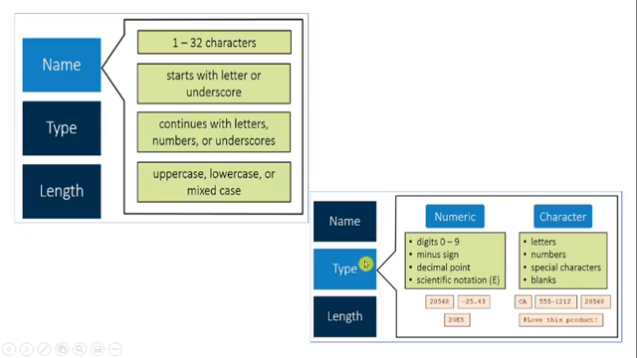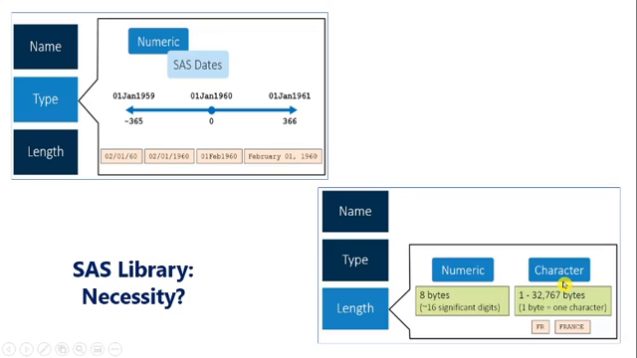Then you come across a type. There could be a numeric or character. Now the numeric could be 0 to 9 having a minus sign, or even a decimal point or scientific notation could be there. As an example, you have these different formats. For character, they are all letters. Numbers also, it's possible that it's a character. Some special characters, even the blank spaces can be used.